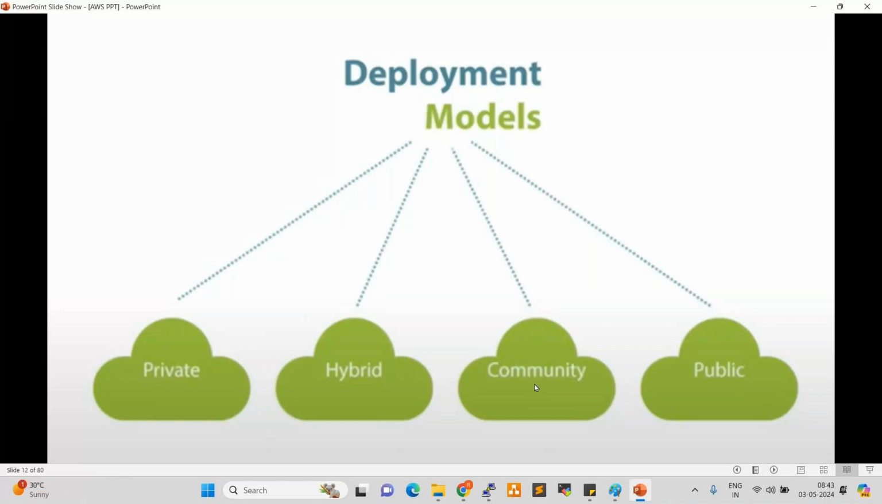Currently, most organizations are using hybrid cloud because, for example, let us take HDFC Bank. They are hosting their databases, their bank accounts, in a private cloud. They are hosting their websites in a public cloud. So every organization is using hybrid currently. Fine. So four deployment models are there: private cloud, hybrid cloud, community cloud, public cloud. Okay.